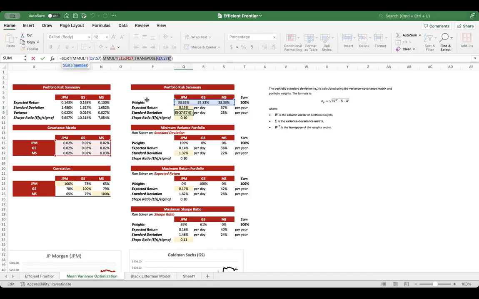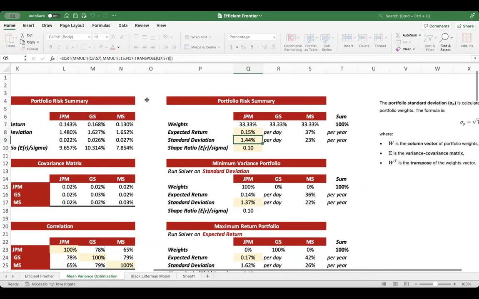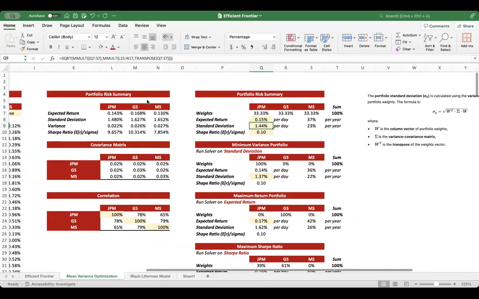Someone says zoom please. Okay, I hope this is clear.